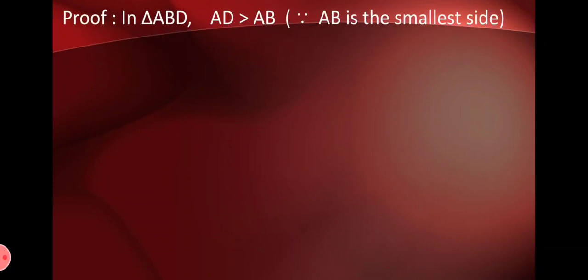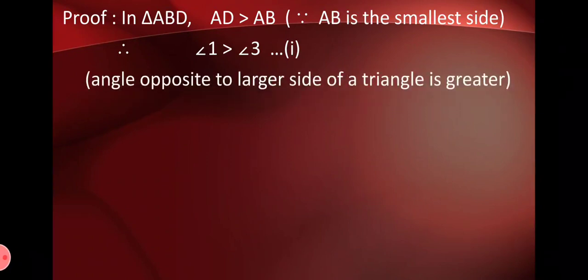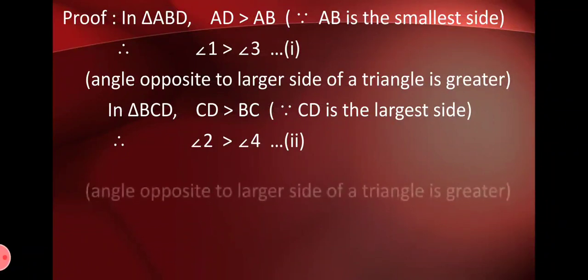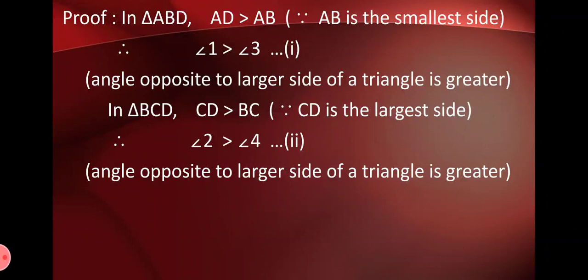Let's write a proof. In triangle ABD, AD is greater than AB, since AB is the smallest side of the quadrilateral. Therefore angle 1 will be greater than angle 3. Let it be number 1, because the angle opposite to the larger side of a triangle is greater. Similarly, in triangle BCD, CD is greater than BC, since CD is the longest side of the quadrilateral. Therefore angle 2 will be greater than angle 4. Let it be number 2. Again, why? Because the angle opposite to the longer side of a triangle is greater.